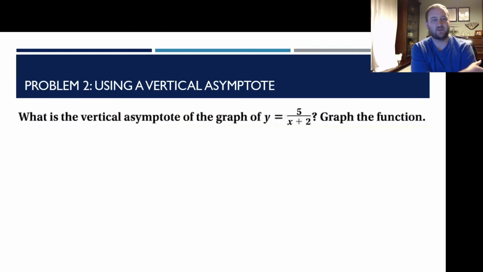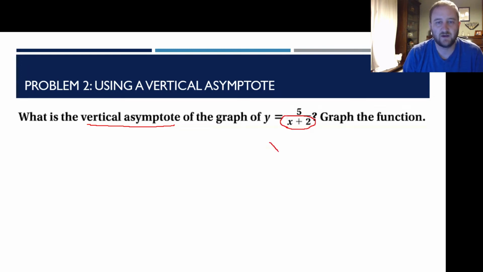Okay, so problem 2, using a vertical asymptote. What is the vertical asymptote of the graph of y equals 5 over x plus 2? Graph the function. So, first of all, vertical asymptote. Vertical is the up and down line. Okay, so you want to figure out what the excluded value is here. Here, we know that our excluded value is at x equals negative 2, because negative 2 plus 2 is 0.